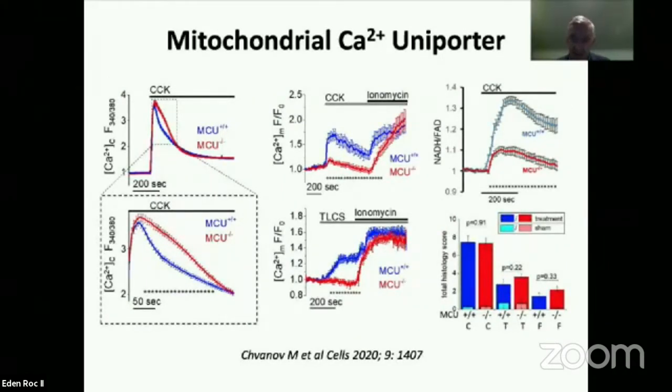Could it be that inhibition of mitochondrial calcium uniporter uptake prevents acute pancreatitis? Well, we can see here in the constitutive and in the induced mitochondrial calcium uniporter knockout mouse, the calcium signal is greater because there's no mitochondrial buffering. Calcium entry into the mitochondria is greatly inhibited, both in response to CCK and TLCS, and the reducing equivalent generation is also. However, there is no protection from acute pancreatitis. It could be, of course, that in future, should drugs be developed that can inhibit but don't prevent action of the mitochondrial calcium uniporter, we may find there is protection.